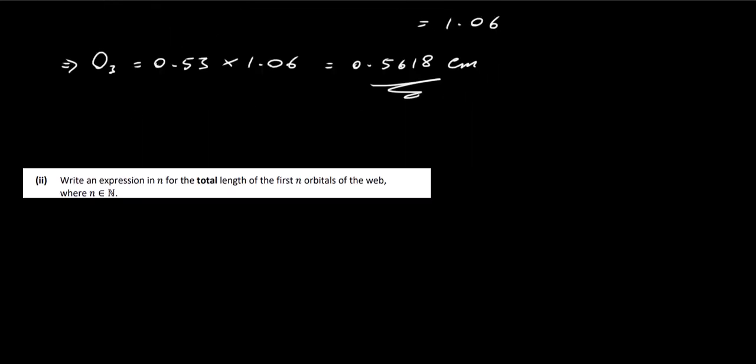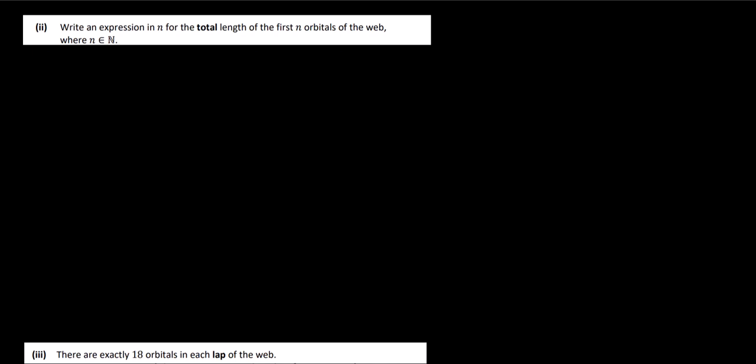Okay, next question then. Write an expression for Sn, the total length of the first n orbitals of the web, where n is natural. So we're talking about the sum of a geometric sequence. So that is Sn is equal to a times, now I'm going to put the r first because it's bigger than 1, so it's r to the power of n minus 1, divided by r minus 1. Doesn't really matter, but generally if the r is greater than 1 you'd put it here, and if it is less than 1 you'll put it out here.